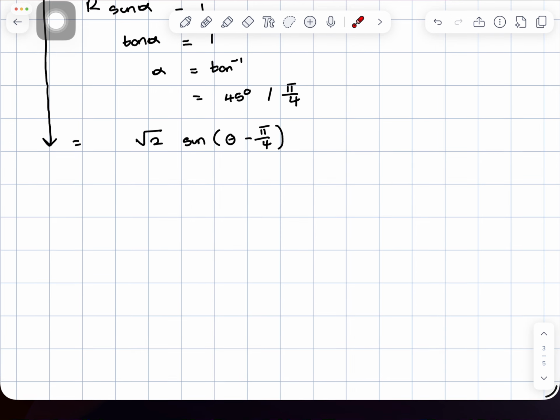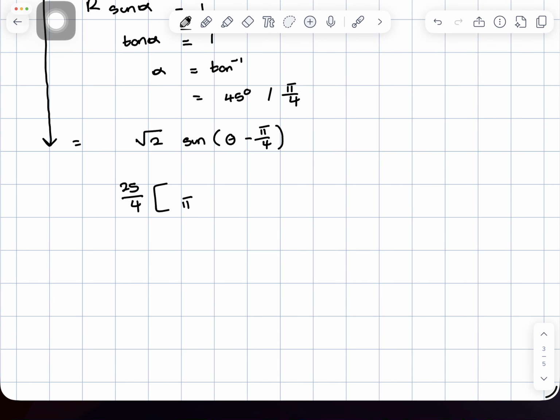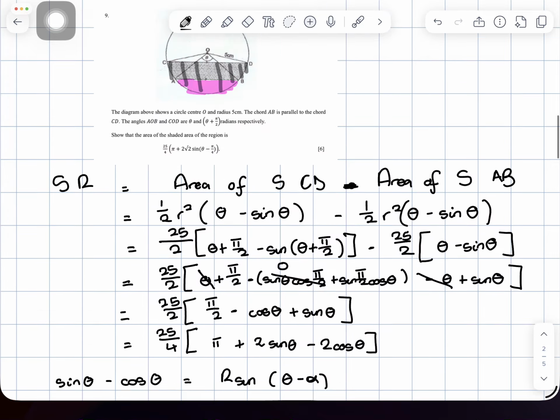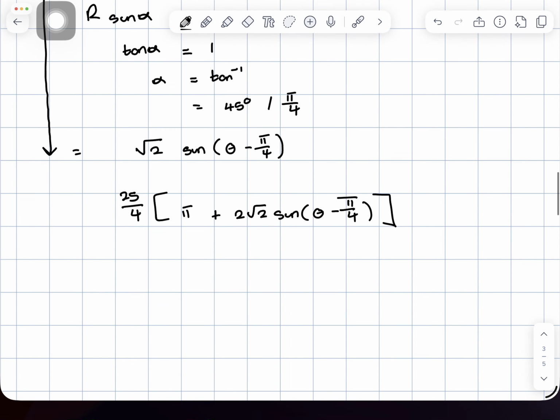So we have 25 over 4, our answer is 25 over 4 pi plus, wait, that 2. 2 is going to multiply root 2 to produce 2 root 2 sine of theta minus pi over 4. Let's check. Yes. Sure, and then you get your beautiful 6 marks.